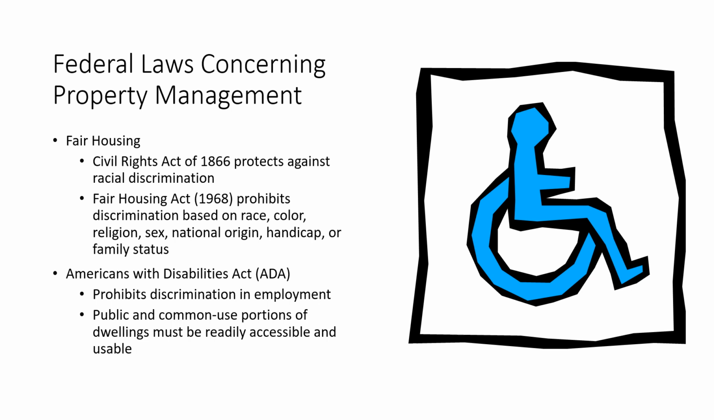Federal laws concerning property management: Fair Housing and the Americans with Disabilities Act. With fair housing, you have the Civil Rights Act of 1866, which protects against racial discrimination. The Fair Housing Act of 1968 prohibits discrimination based on race, color, religion, sex, national origin, handicap, or familial status. The Americans with Disabilities Act prohibits discrimination in employment.